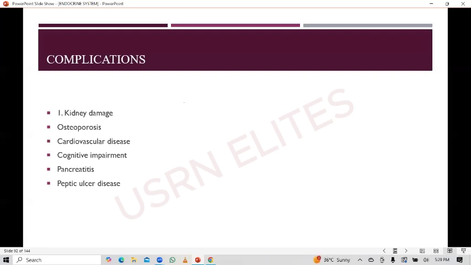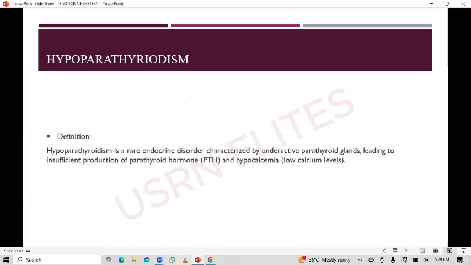Then peptic ulcer disease, the same idea. When there are high calcium levels in the blood, there is more production of an enzyme called gastrin, like gas, and then we add TRIN. When gastrin is also produced in excess, it will begin to irritate the stomach lining, leading to what? Peptic ulcer. So that is that for hyperparathyroidism. We are going to talk about the opposite of it.